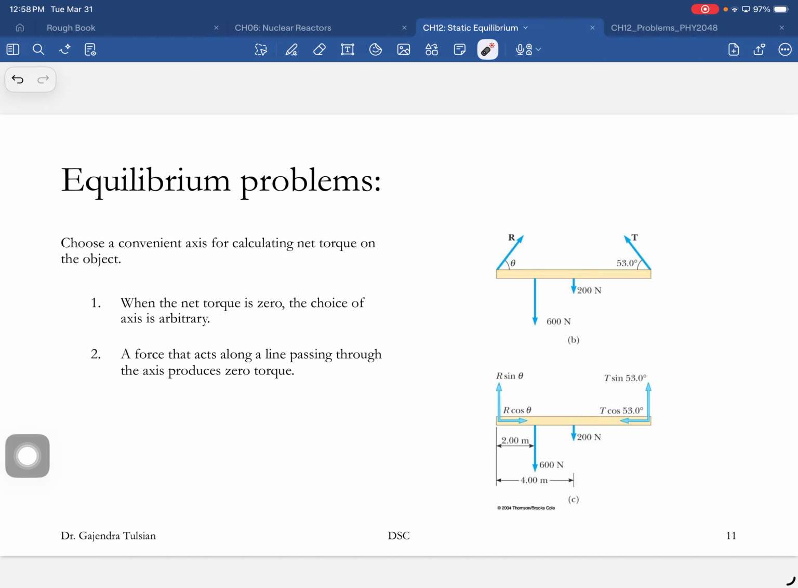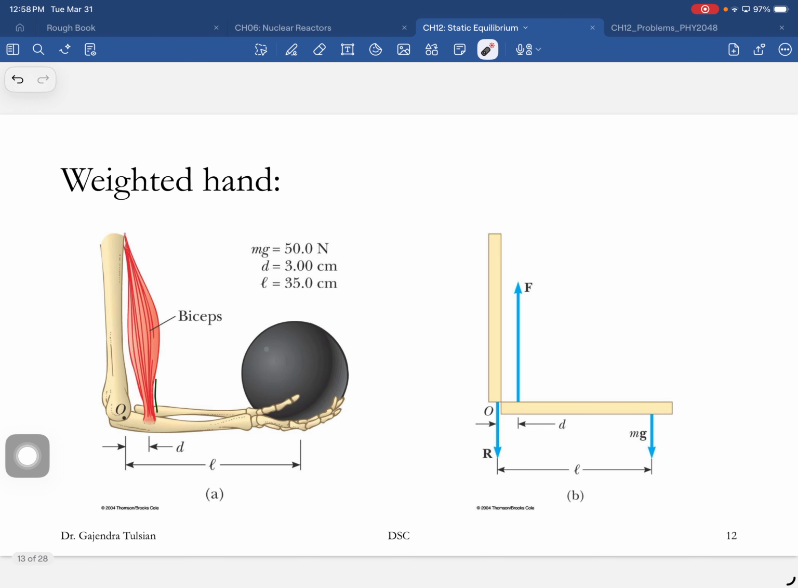Of course, if you were calculating the torque about this point for some crazy reason, then this decomposition wouldn't be of any use to you. Okay? But we won't be doing that. All right. So here's another problem.